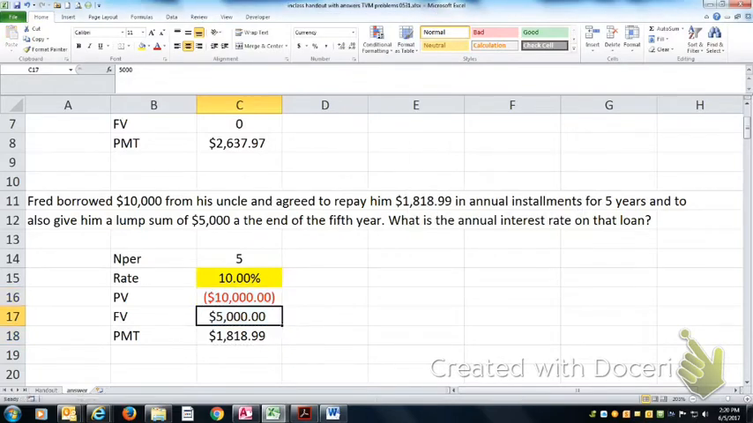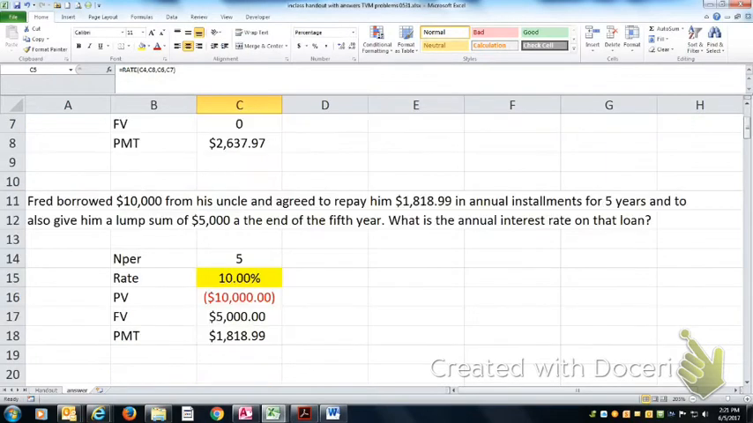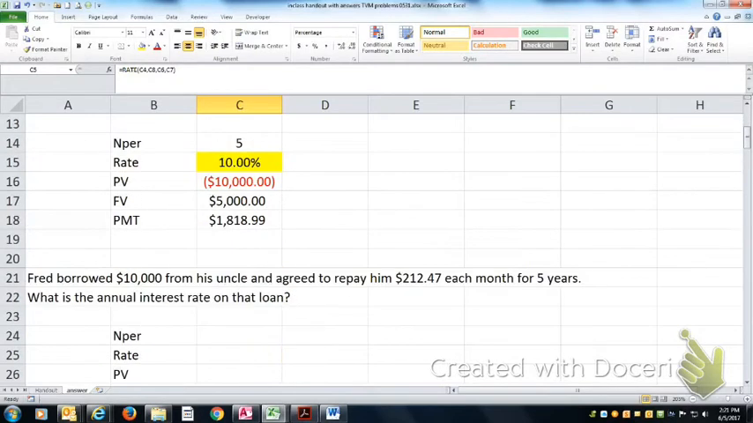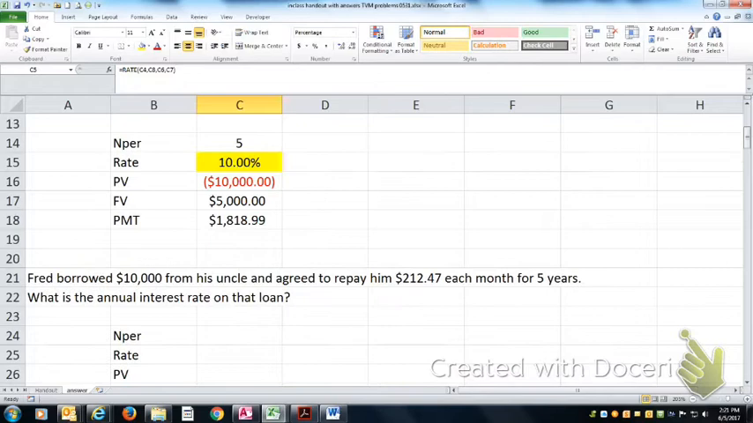again, that's why I use cell references. Since I have this set up and always highlight what I'm solving for, the only thing that changed here is Fred's payments went down per year because he's paying off $5,000 at the end of the 5th year. All right, the next problem is $10,000 and now he's making monthly payments.